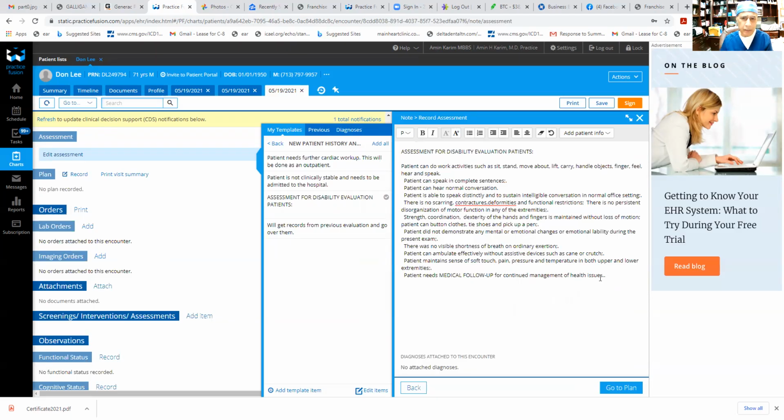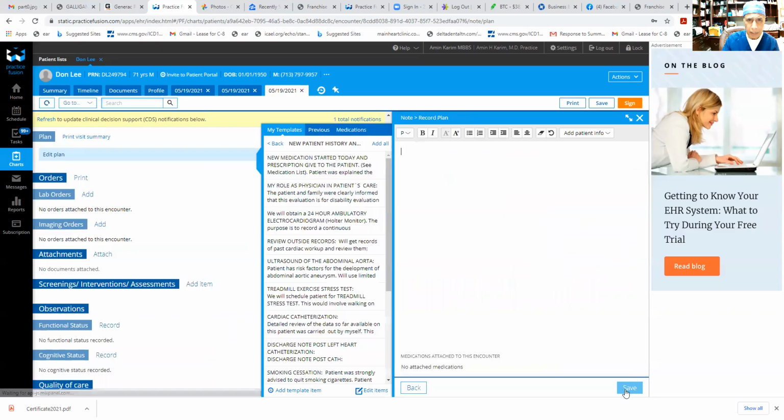Now some patients will have to be sent for X-rays of the back, and you write down that the patient will be getting an X-ray and so forth, or get records from the previous evaluation. Or you can do this in the plan. In the plan, you write down.